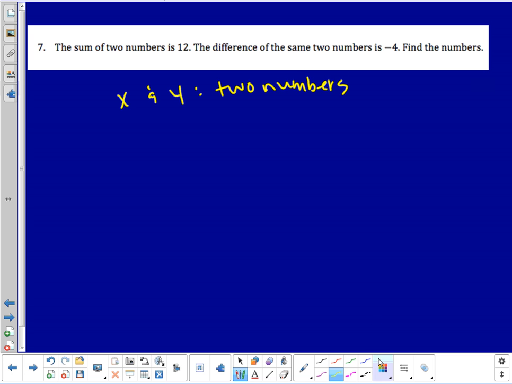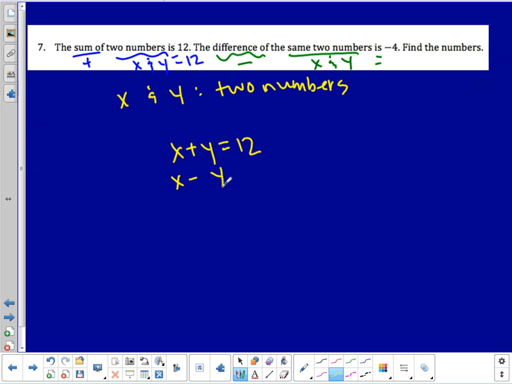So the first sentence that I see is the sum, which tells me I'm adding, of two numbers, which I said was x and y, is means equals and 12. So that looks like x plus y equals 12. Then the second sentence, difference, tells me I'm subtracting. Same two numbers, x and y, is equals -4. So x minus y equals -4. All right, that's the system that I need to solve.